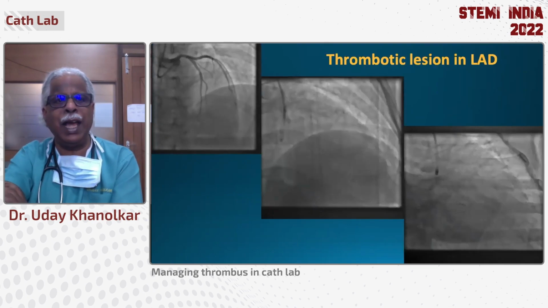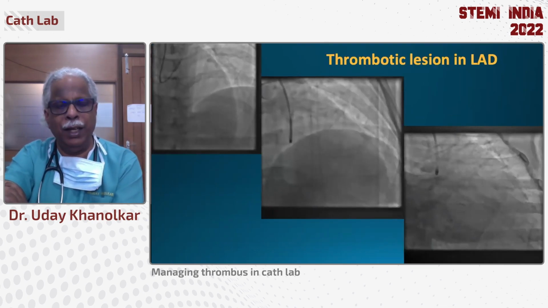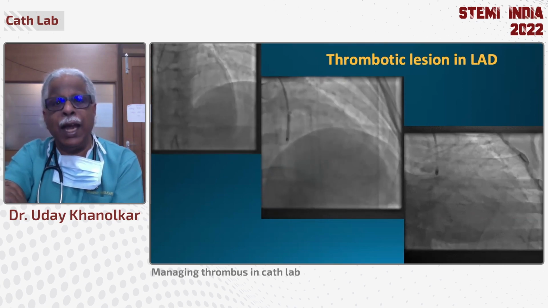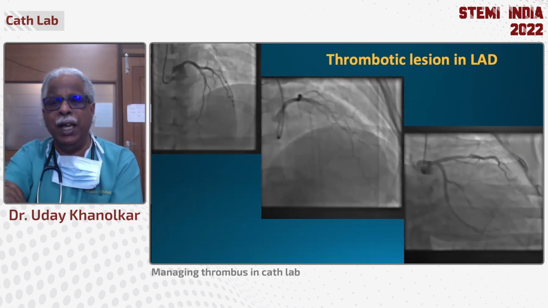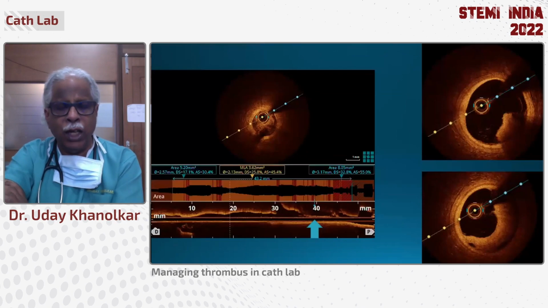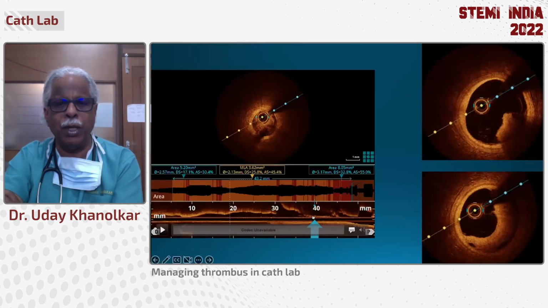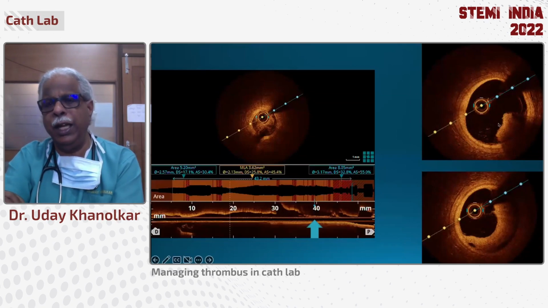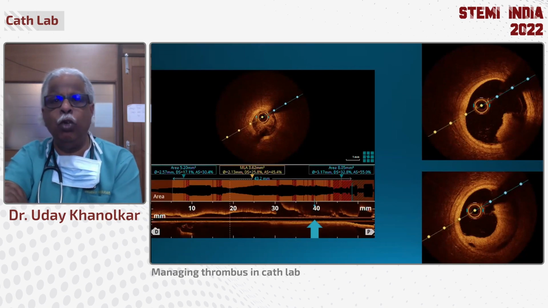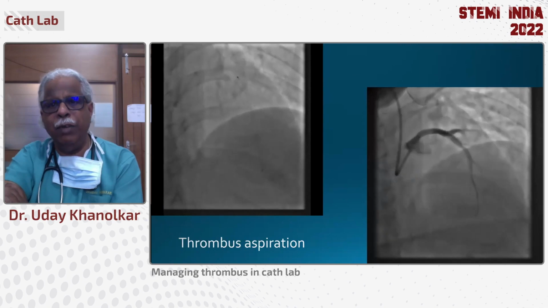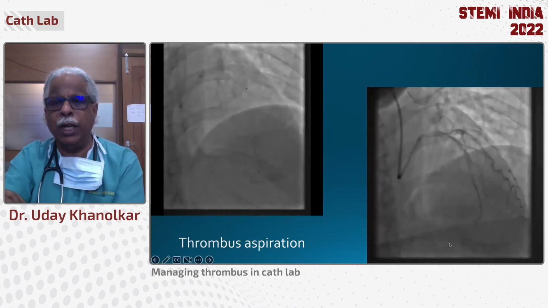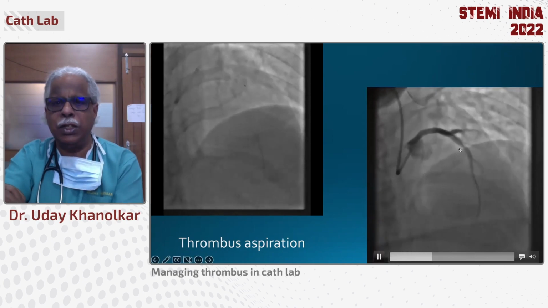For example, here I have a lady with changes in the anterior lead, and the patient has received streptokinase and has come to me 3 days after that, and you can see a thrombus in the LAD. On the OCT, you see a significant amount of thrombus in the proximal LAD over there, which is protruding in the lumen of the LAD, and it is occupying a significant part of the lumen of the LAD. We did thrombus aspiration, and subsequently we also used a balloon. However, you can see there is a residual lesion still over there.